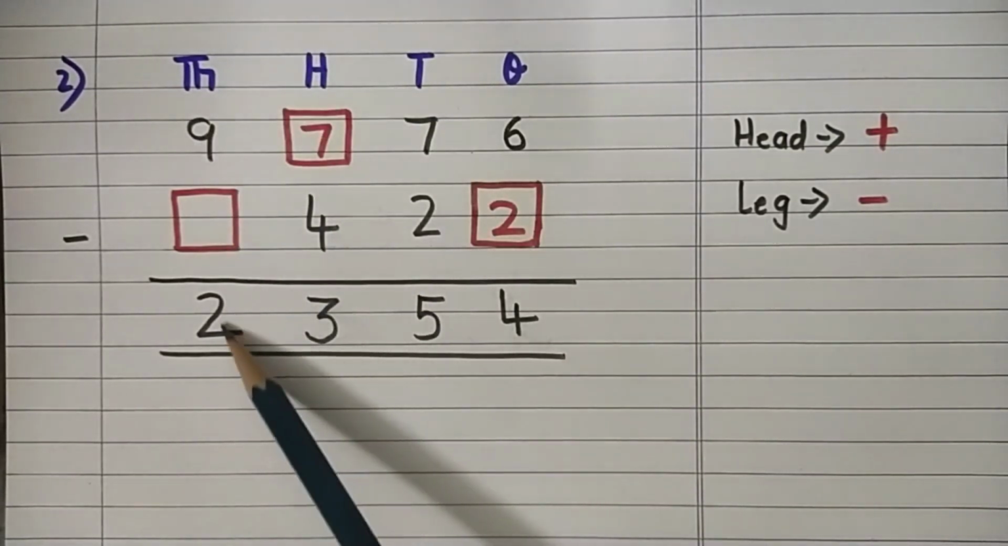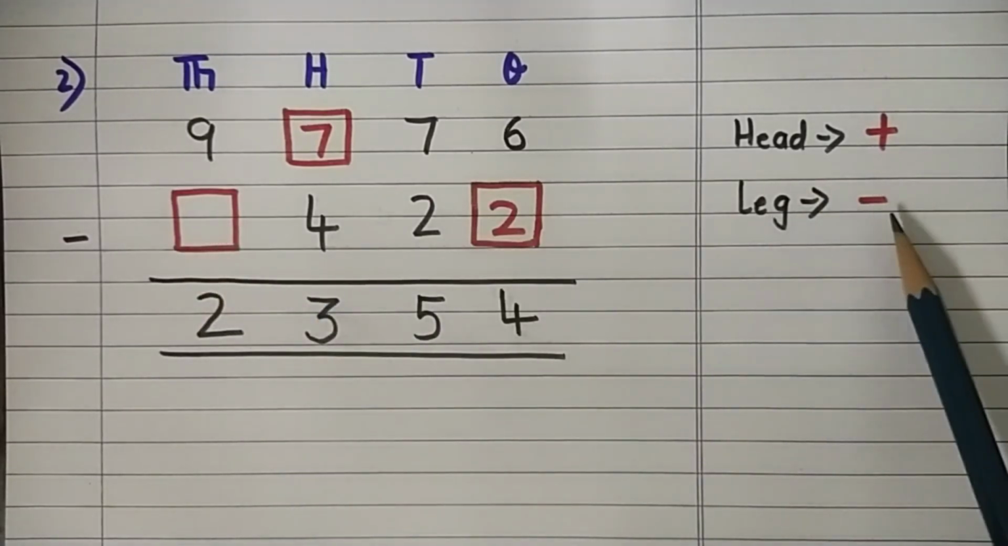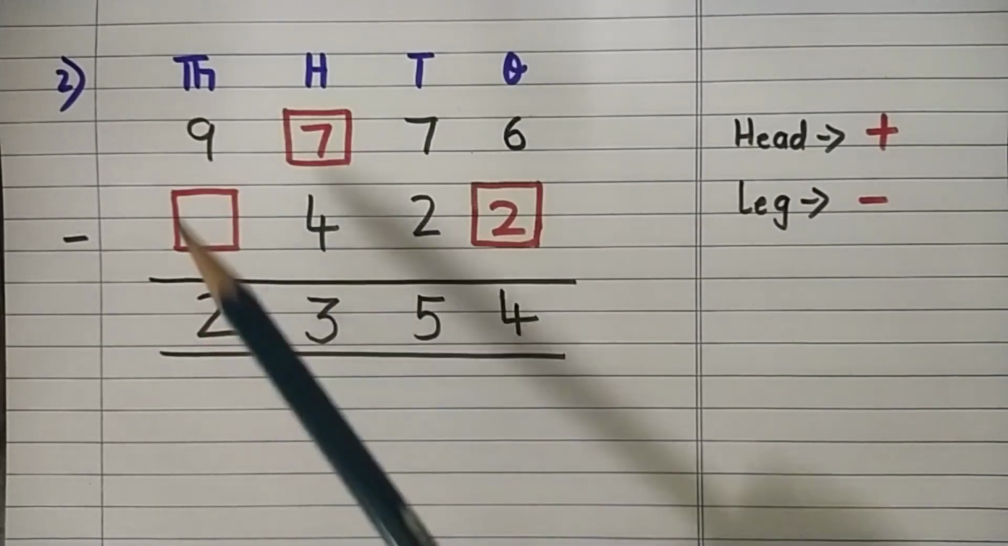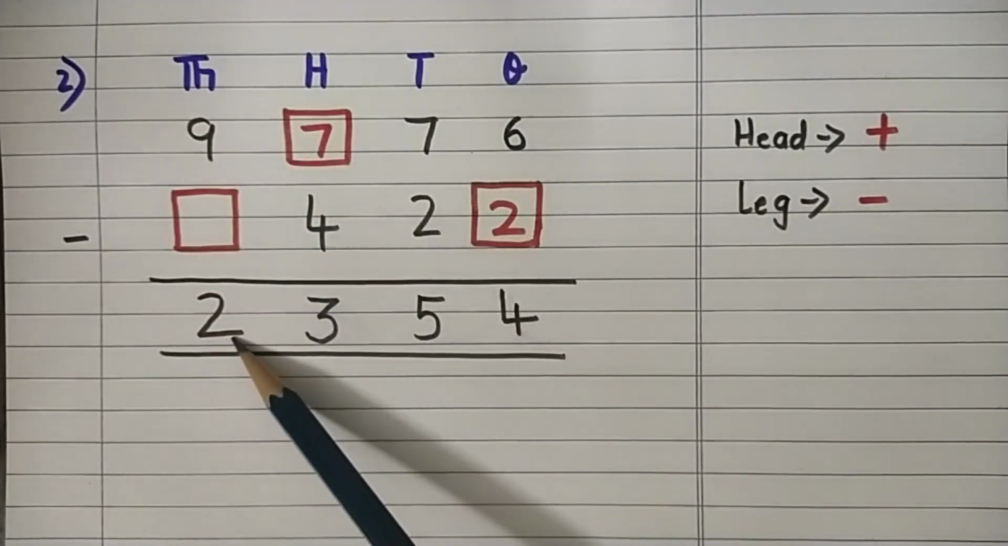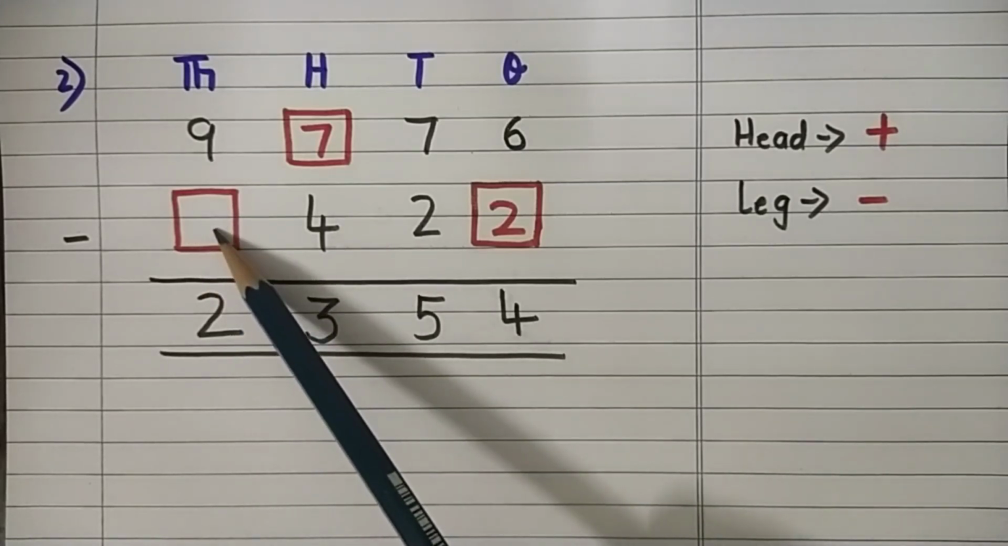Now moving to the thousands place. What is missing? The leg is missing. If the leg is missing, we need to subtract the leg from the head. 9 minus 2. What is 9 minus 2? It's 7. So we write 7 here.